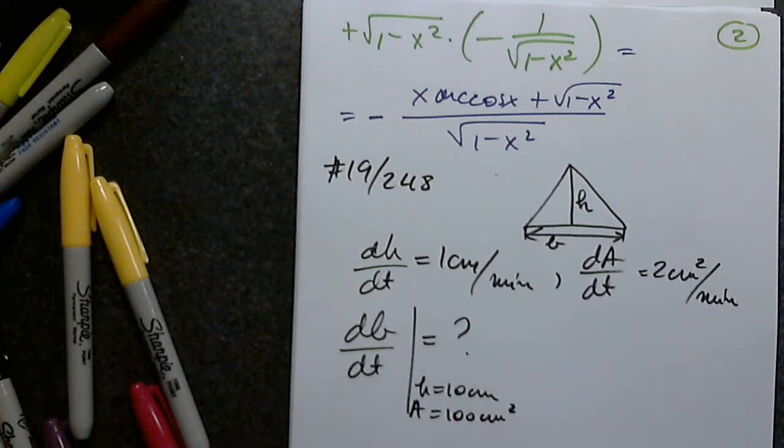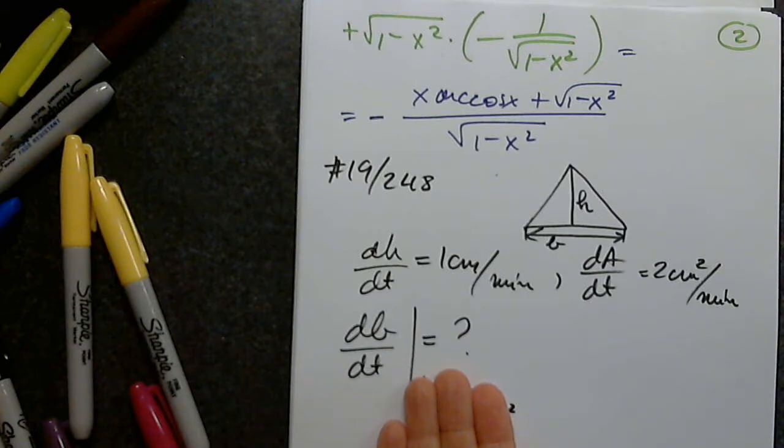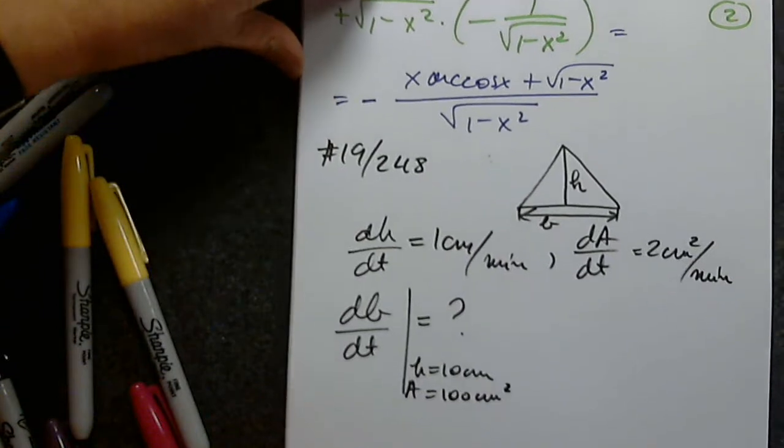Should we read the problem one more time? Very good. The altitude of a triangle is increasing at a rate of 1 centimeter per minute, while the area is increasing at a rate of 2 centimeters squared per minute. At what rate is the base of the triangle changing when, and that part is not even on our minds yet, when blah, blah, blah happens. Where is the starting point?